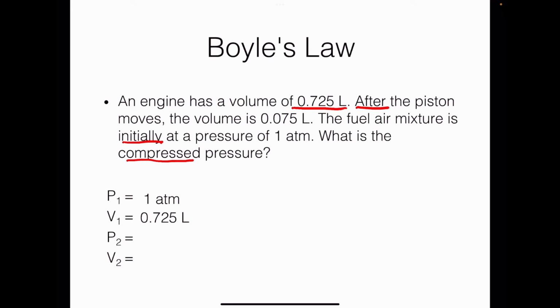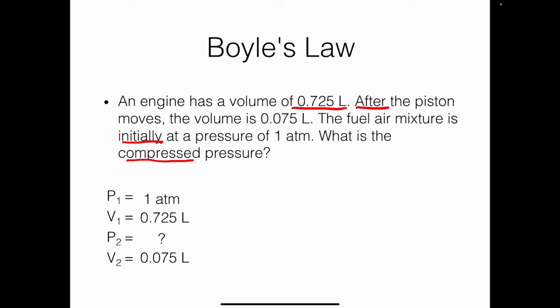So the words in the problem will tell us, or will confirm with us, how to assign each of these different variables. Our pressure 2 is our unknown value. That is what we're solving for. We don't know that value. It's asking us to find that compressed pressure. And after the piston moves, the new volume is 0.075 liters.